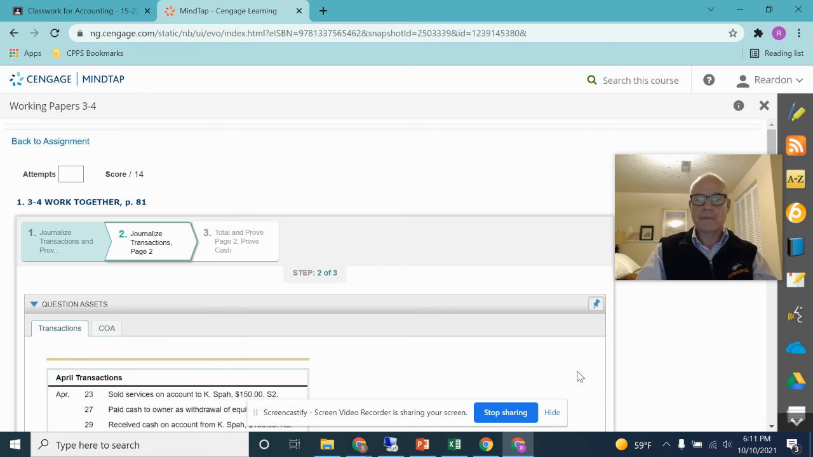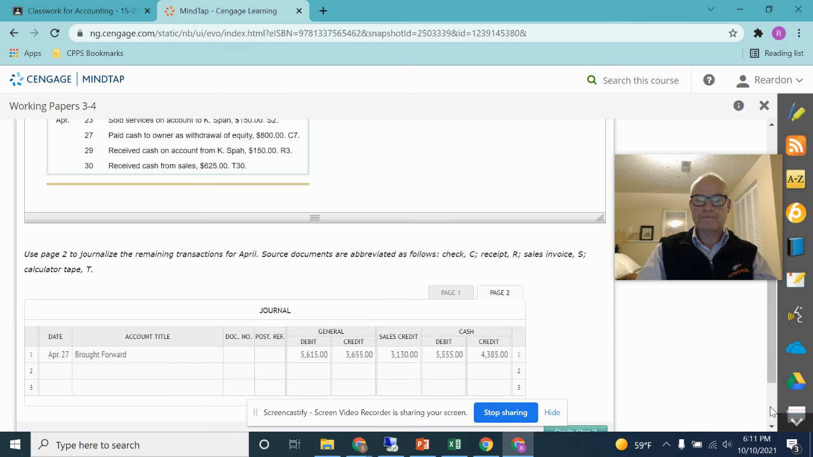Next step. Journalize transactions. On page 2, journalize the remaining transactions. I'm not going to mess up this time. 29, receive cash on account, accounts receivable. Let's spell it right, Reardon. Debit, 150. Oh, wait, receive cash on account. We're crediting an asset, accounts receivable, receiving cash for 150. Document number, I'm not going to miss another one here, by the way, R3.